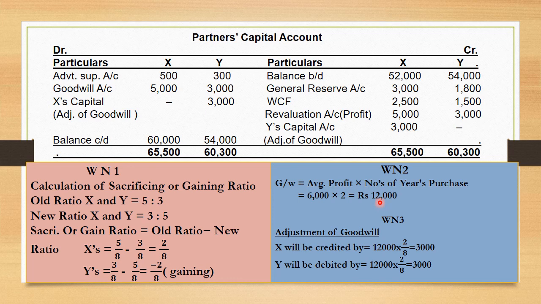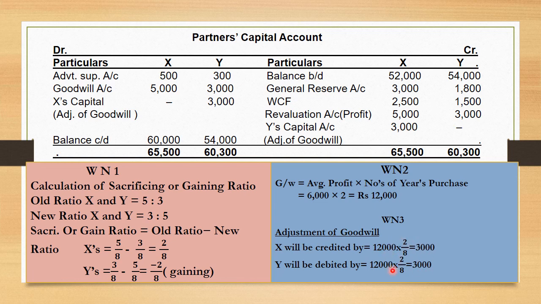Now after computing goodwill, your next step is to pass adjustment entry in respect of goodwill, and that entry is: sacrificing partner must be credited and gaining partner must be debited. Now when we compute sacrificing share by X, we will get 3,000 as answer. That amount comes by multiplying firm's goodwill with his sacrificing share. And similarly, when we compute the amount by which Y is to be debited, it comes to be 12,000 into 2 by 8, that is his gaining share, it is 3,000.